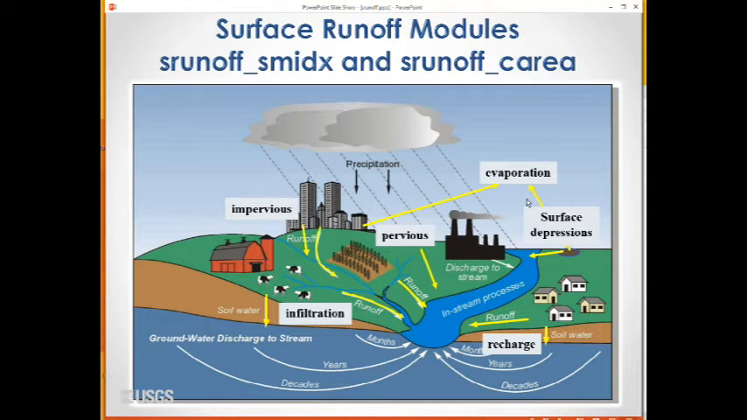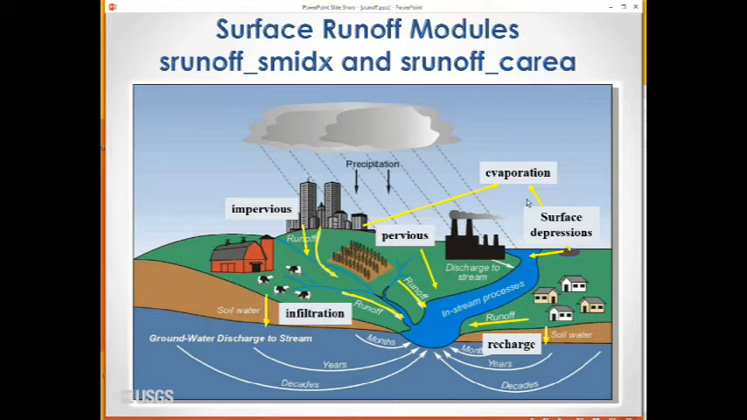This cartoon illustrates flow paths in the hydrologic cycle. The yellow lines represent flows computed by the surface runoff modules. The flows are Hortonian surface runoff, soil infiltration, impervious storage processes, and optionally cascading Hortonian flow and surface depression storage processes. The cascading flow and surface depression storage options are described in other training videos.